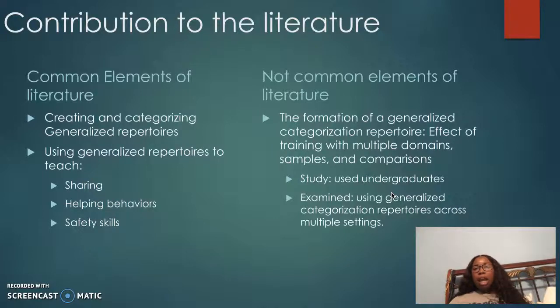So, one study I found that Dr. Reeve and his colleagues did was on the formation of a generalized repertoire and the effects of training with multiple domain samples and comparisons. This study was similar in how to teach the generalized repertoires, but the difference was in the population. Instead of being children with autism, it was undergraduates at Queens College. And he examined how to teach these generalized repertoires across all settings, like novel settings and familiar settings at the university as well.